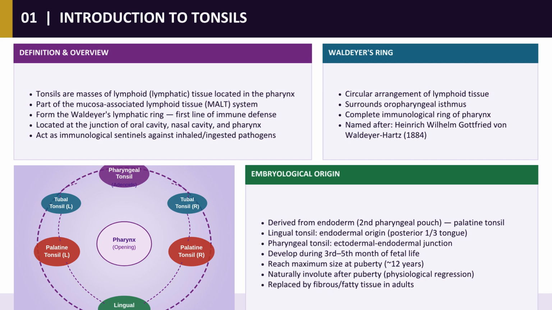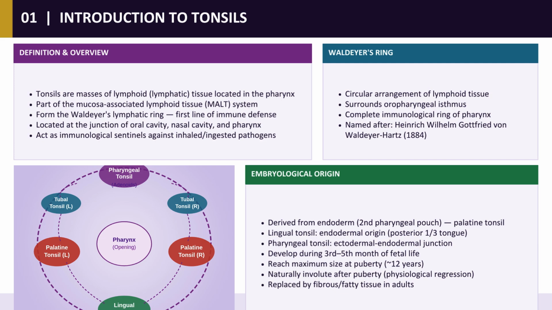So you can remember that the tonsils contain Waldeyer's ring. So what is Waldeyer's ring? It is a circular arrangement of lymphoid tissue surrounding the oropharyngeal isthmus. It is a complete immunological ring of the pharynx. It is named after a scientist. What is the embryological origin? It derives from the endoderm of the second pharyngeal pouch, that is the palatine tonsil, lingual tonsil and pharyngeal tonsil.